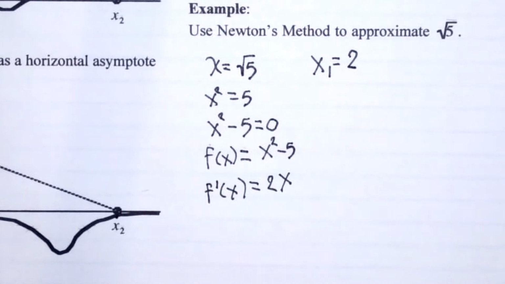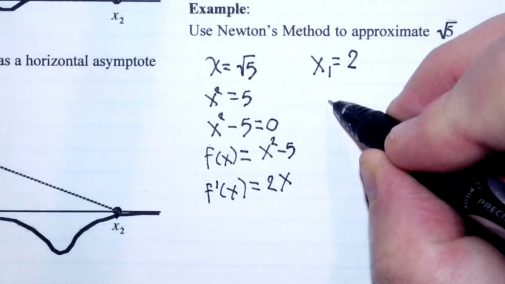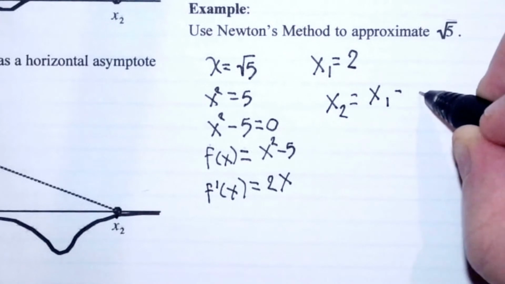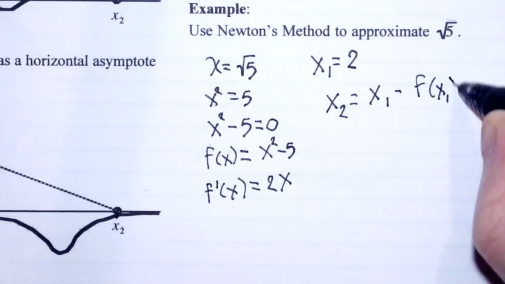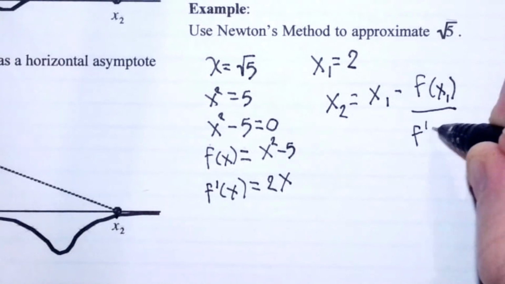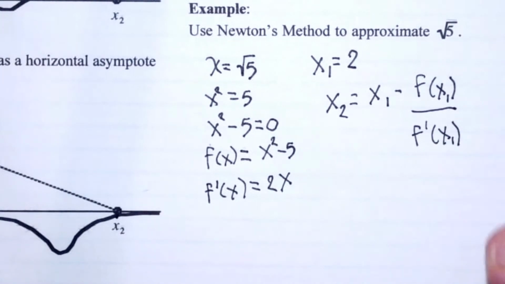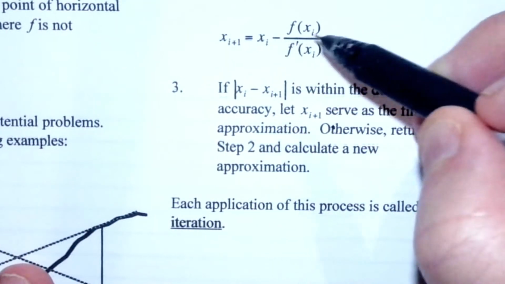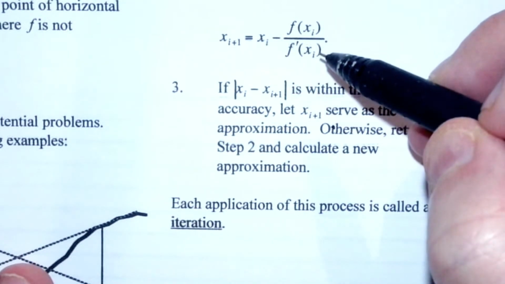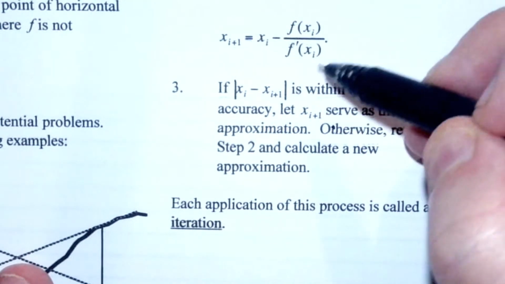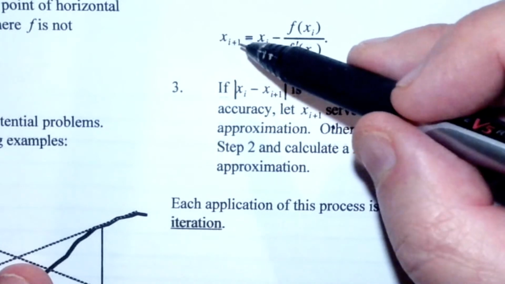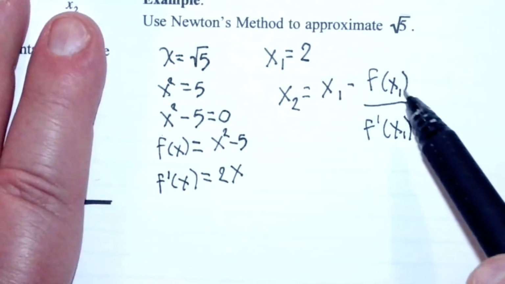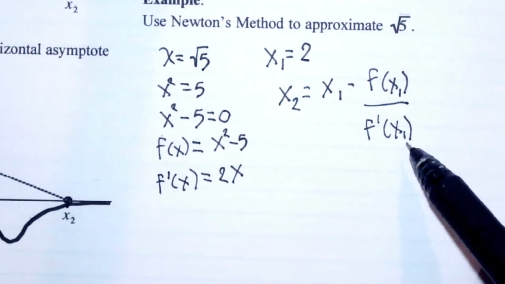Alright, so how do we find x2? Well, x2 is going to be x1 minus f of x1 over f prime of x1. That's just using this formula. So again, the i is the subscript of the most recent approximation, and then this is the subscript of the next approximation. It's going to be one more. So x2 is x1 minus f of x1 divided by f prime of x1.